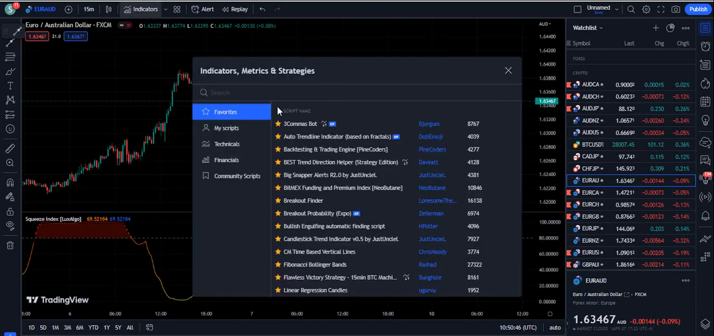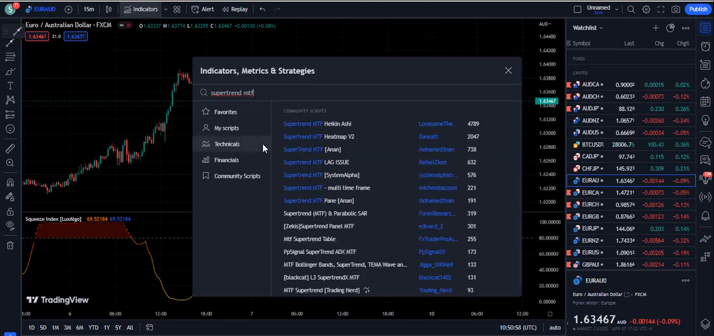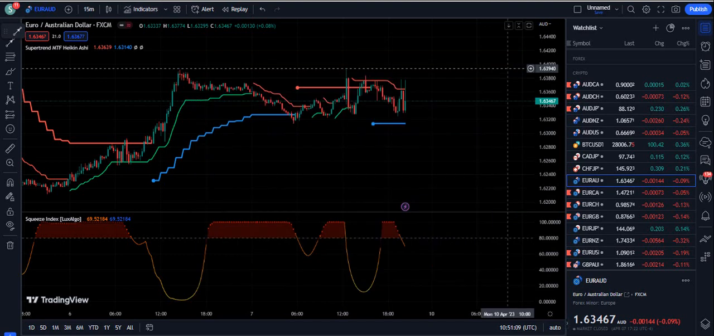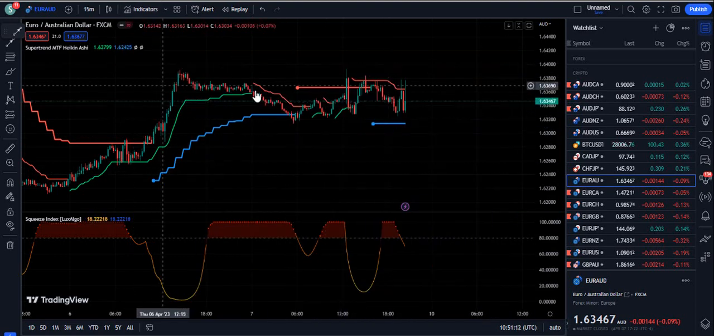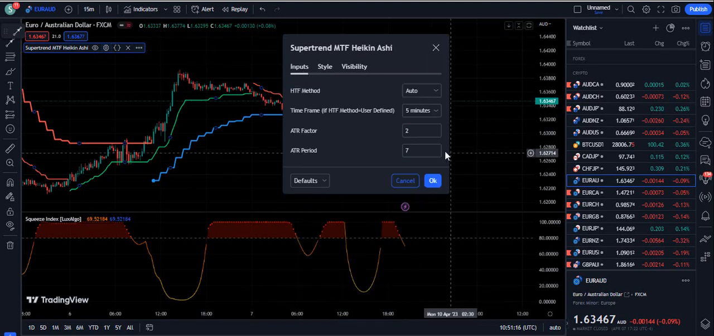Okay, so let's go to the second indicator, and here we need to write super trend on TradingView, and then we will write MTF. When you write super trend MTF, this is the famous indicator called Super Trend MTF Heikin Ashi by Lone Samti, and 4789 traders are using this one. If I click this indicator, you will see that it is attached on our screen, and the results are quite impressive. If we go to the settings, if you want to change any settings, you can.